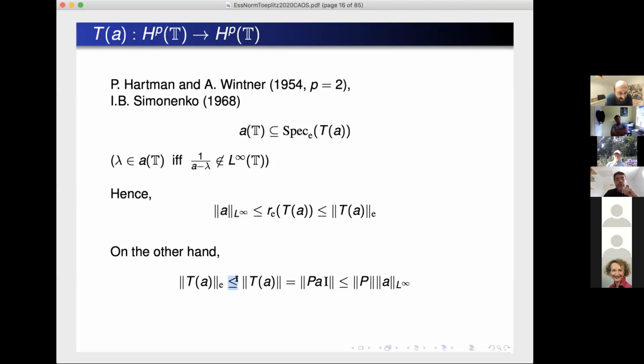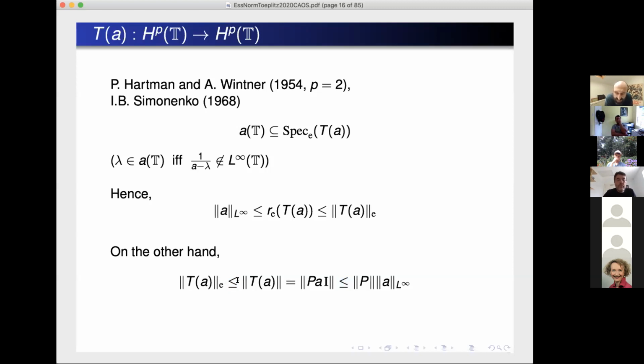First of all, the essential norm is clearly less than or equal to the norm because the essential norm is the infimum when you subtract all compact operators. Well, if your operator is just zero, that norm is one of those things that participate in that infimum. So this is trivial. Now, the equality is just the definition of the Toeplitz operator. And then this inequality is simply that the norm of a product is less than or equal to the product of the norms.